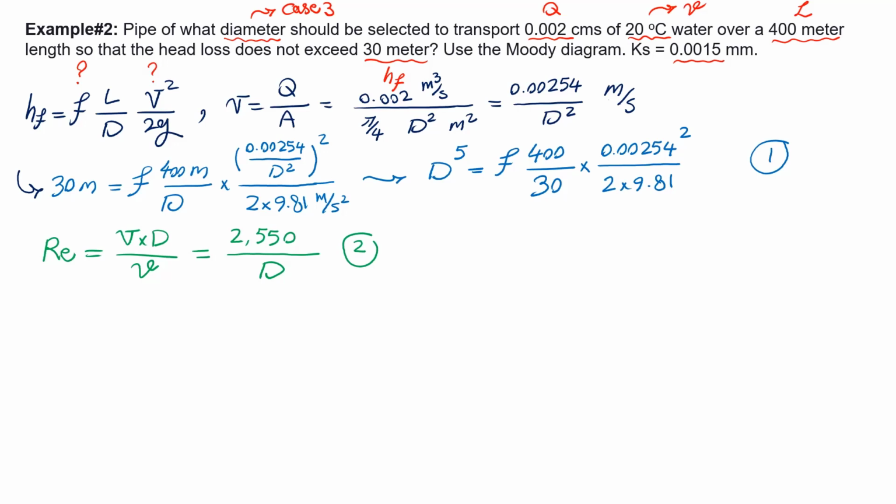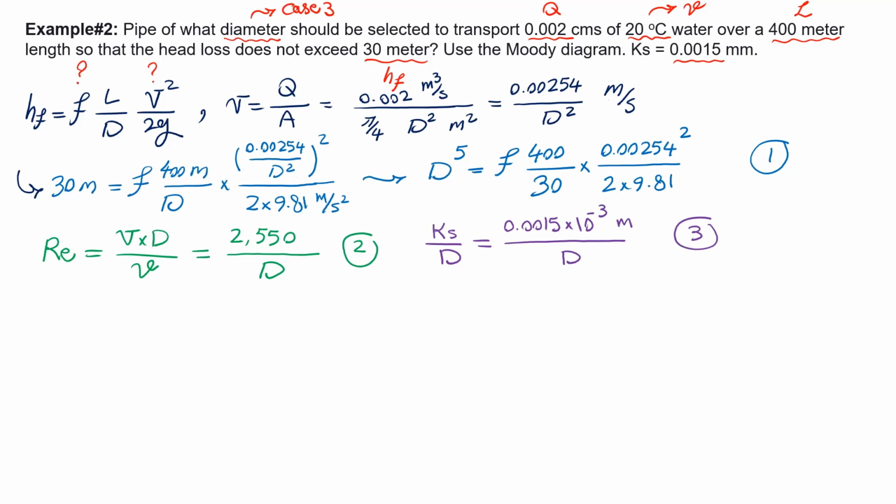Now, another thing that you need to find friction factor F is K sub S over D, or relative roughness. So K sub S over D, obviously we do not have the diameter, but we do have the value of K sub S, so I'm going to write it over here. And K sub S is 0.0015 times 10 to the power negative 3 because I want it with the units of meters, and D is D. Now I'm going to call this equation 3.